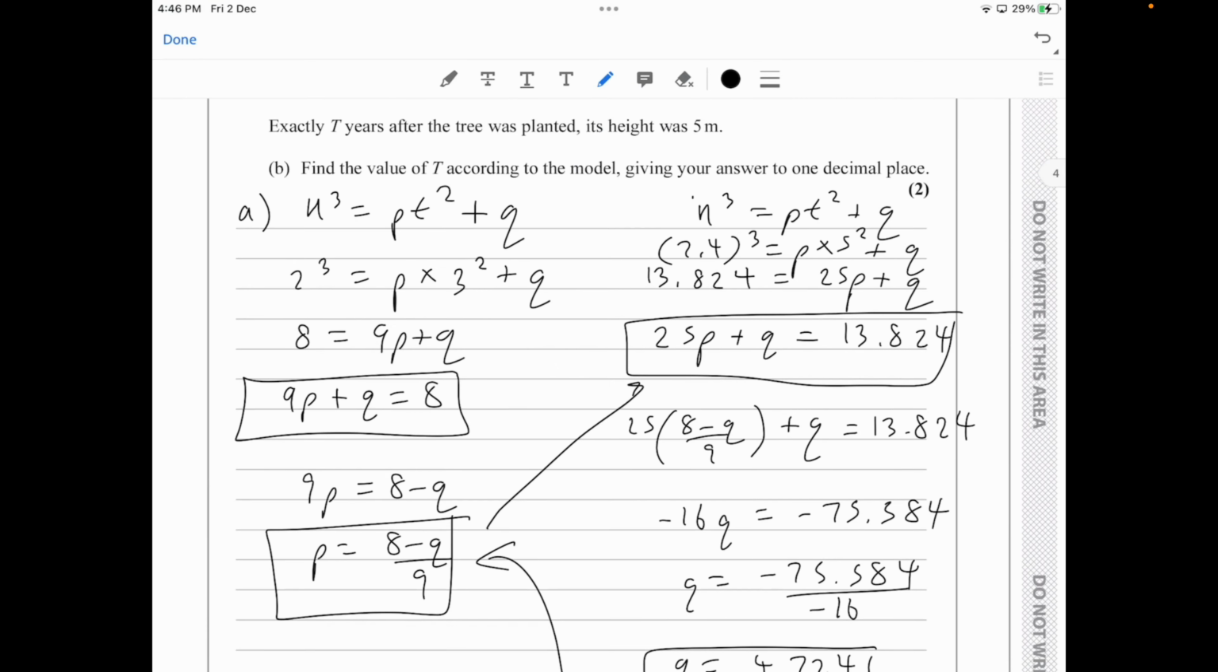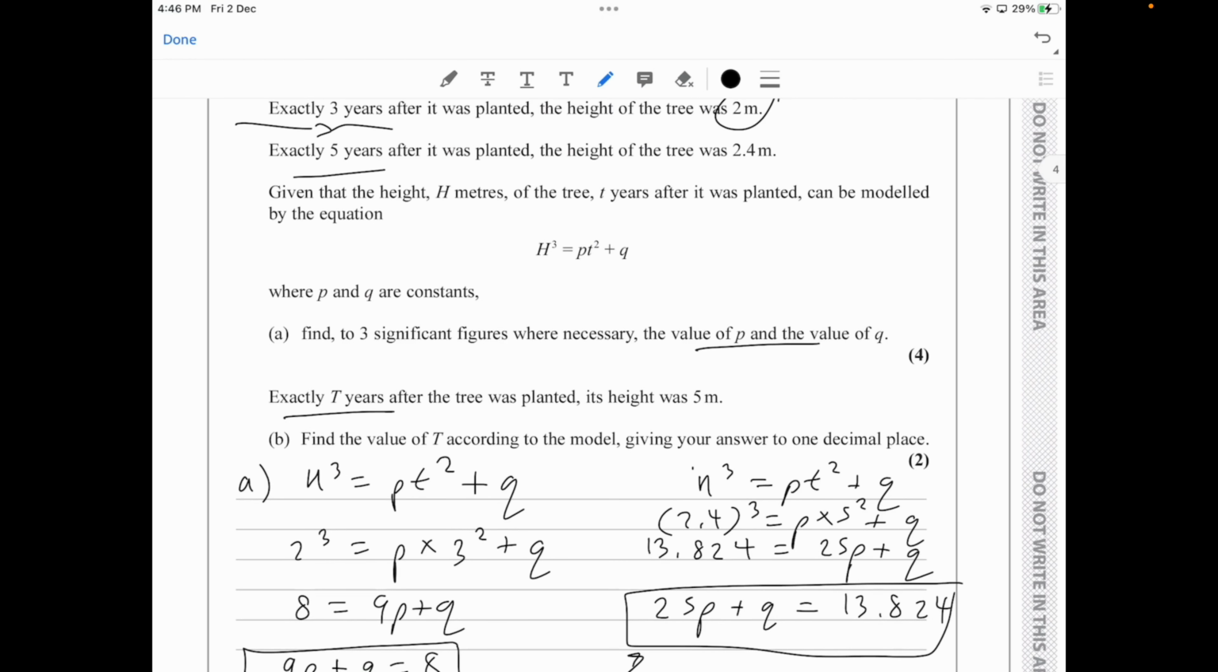Alright, let's solve question B. Now question B is exactly 2 years after the tree was planted. Its height was 5 meters. Find the value of t according to the model, giving your answer to 1 decimal place. So the height was given. We know that the height was 5 raised to the power of 3. We know the value of p and q.